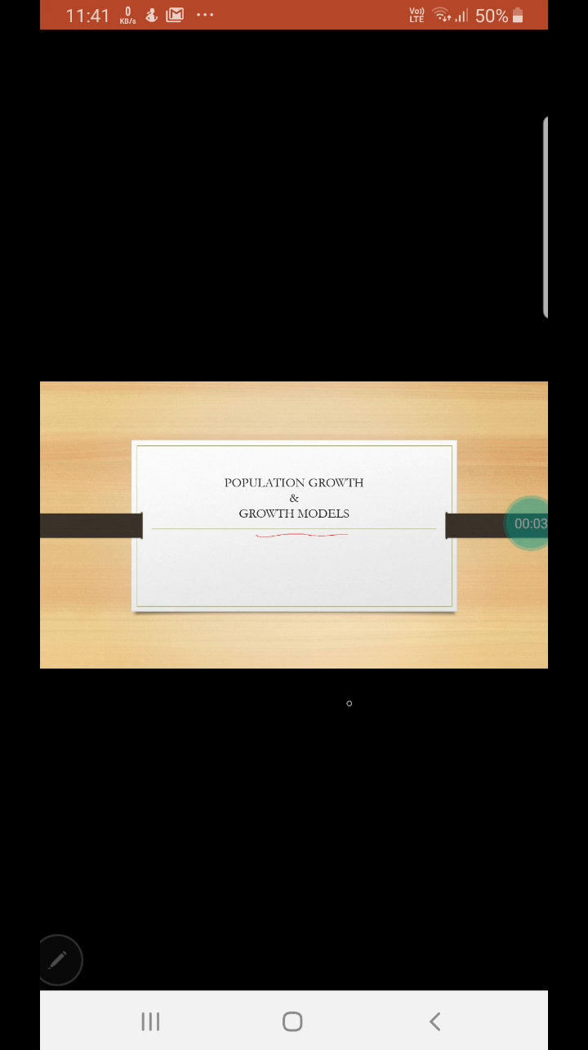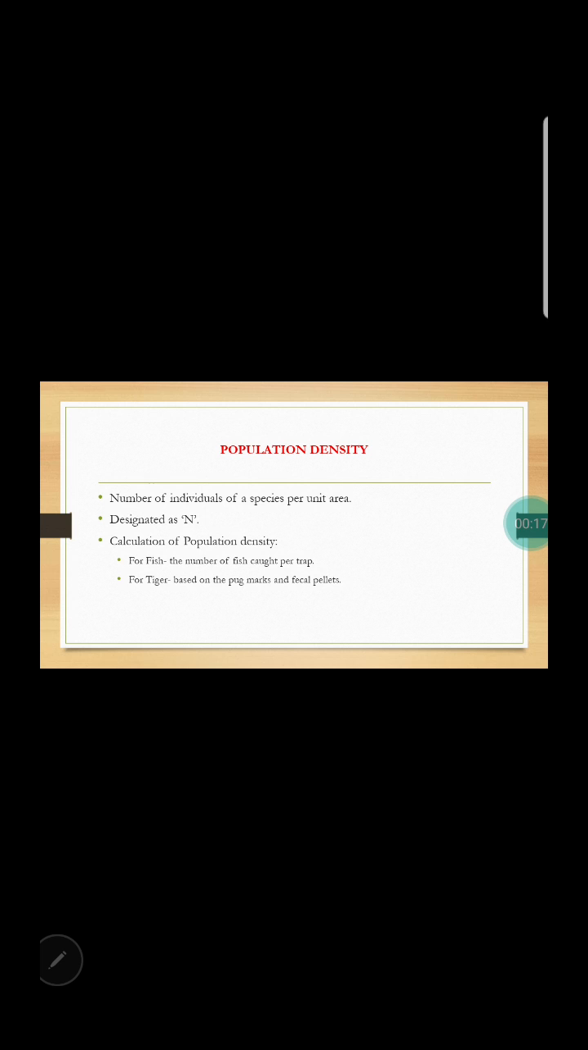Hello students, in this lecture video I'll be telling you about population growth and growth models. To understand population growth and growth models, let us first understand what we mean by population density. It is the number of individuals of a species per unit area and it is designated as capital N.